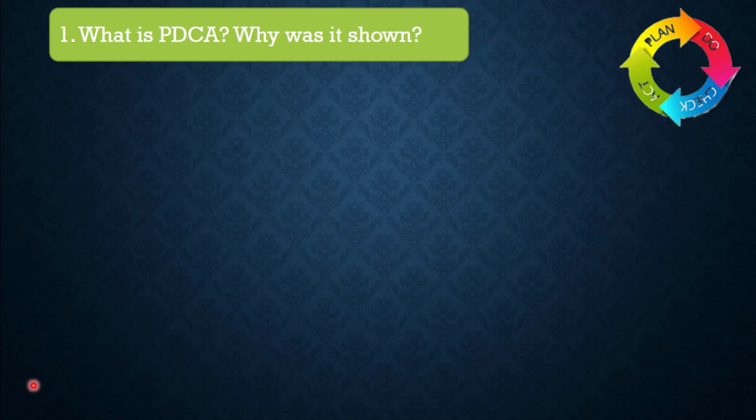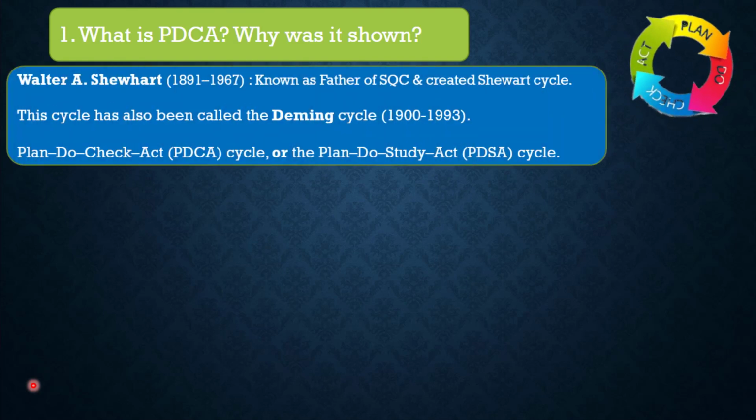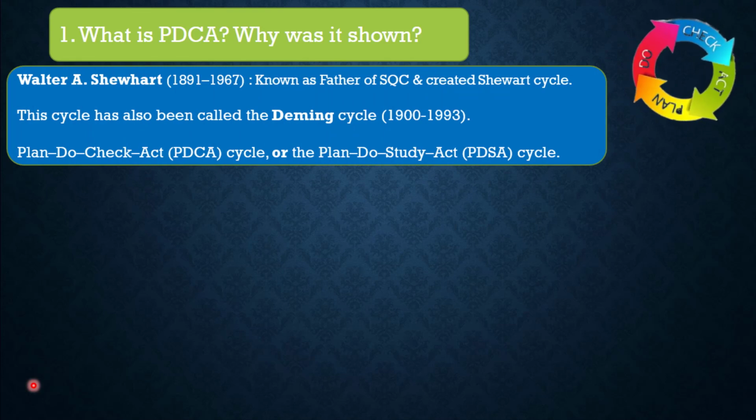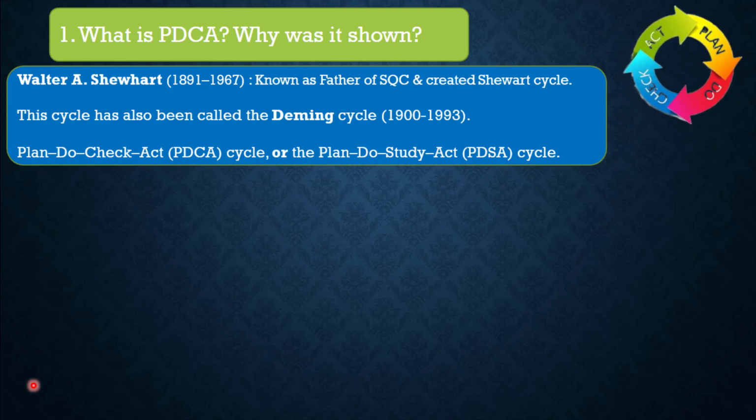PDCA, everyone might remember, PDCA is Plan, Do, Check, Act. So what is the reason I kept here? So before going to that, let's see who created this PDCA cycle. Yes, it was Walter A. Shewhart. He was known as father of SQC, and he only created the Shewhart cycle, that is PDCA. But this PDCA cycle broadly demonstrated by Edward Deming. Hence, some people used to say this is Deming cycle also.